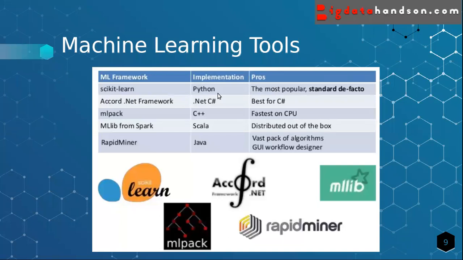So for Python, we have a tool, or you can say a library, scikit-learn. Okay, for different languages we have different libraries, like for C++ we have mlpack, Scala, MLlib, Java, RapidMiner. So like that in Python we have a library, scikit-learn. So using scikit-learn, we can create a machine learning model.